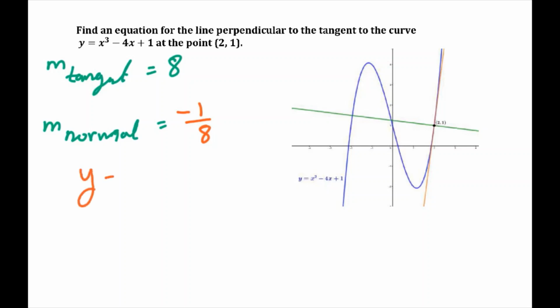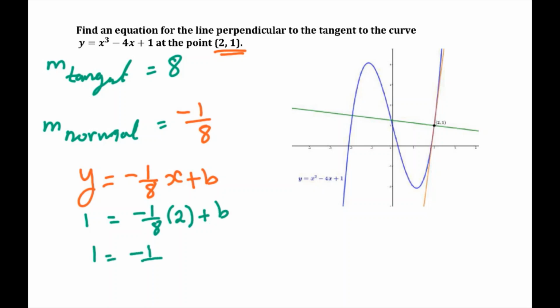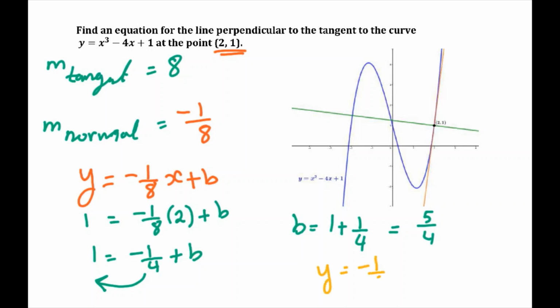Now we can apply the equation y equal mx plus b. We will use this point, substitute x by 2, y by 1 to find b. So 1 equal negative 1/8 times 2 plus b. 1 equal negative 1/4 plus b. Move negative 1/4 here. So b equal 1 plus 1/4, which is equal 5/4. Now the equation of the normal is y equal negative 1/8x plus 5/4. Okay, here we go. That's the first question. Let's move on to the next.